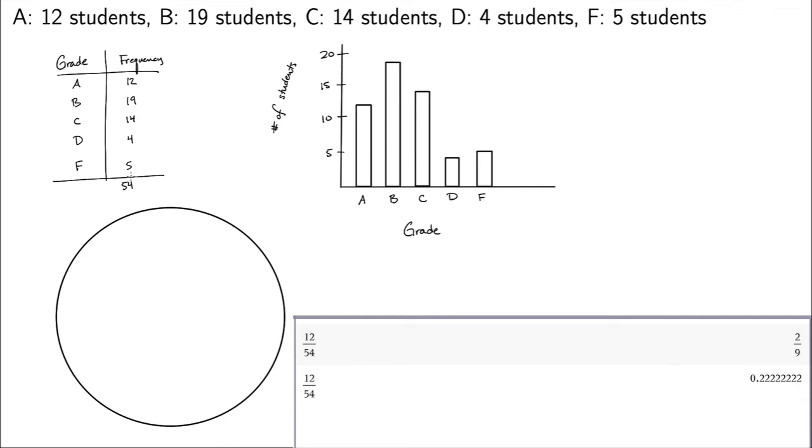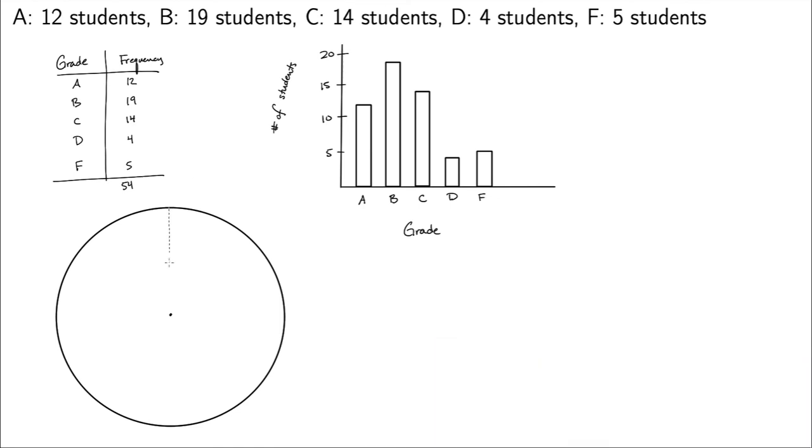And I don't just care about that. I actually would like to kind of know what the measure of the degrees will be, because I'm creating angles here. And so what I like to do is actually take that number and multiply it by 360, because there's 360 degrees in a full circle. And if I do that, that tells me, okay, this is going to be an 80 degree angle. And so I create that, okay, and I just go straight down and then create an 80 degree angle.